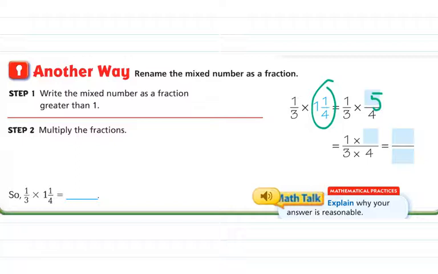And then we can multiply the fractions across. So we would have 1/3 times 5/4, or 1 times 5 is 5, and 3 times 4 is 12. So 1/3 times 1 1/4 is equal to 5/12.